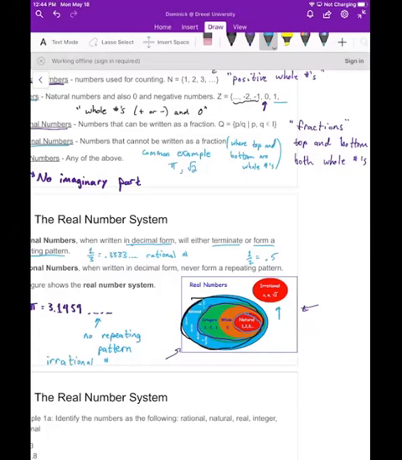So irrational numbers are completely different from the other three sets, but all of these different sets of numbers make up the real numbers. Okay.